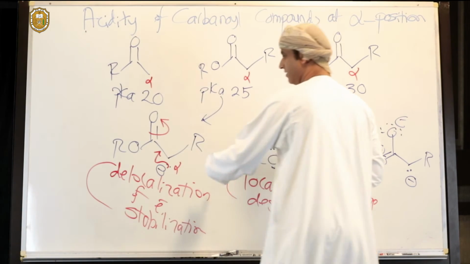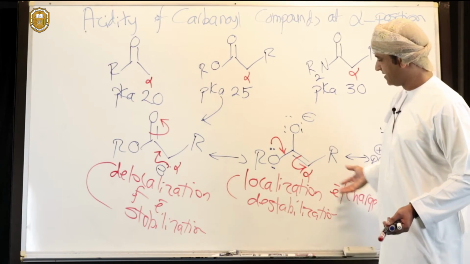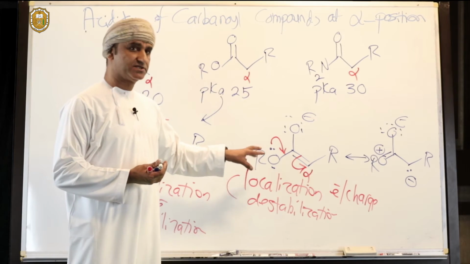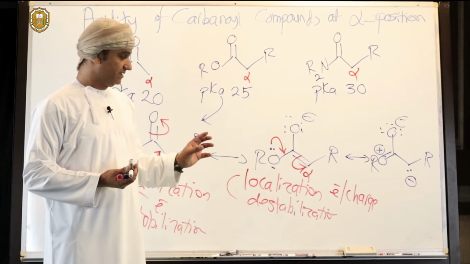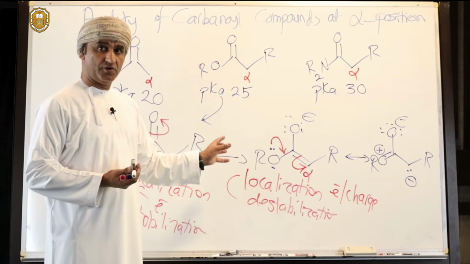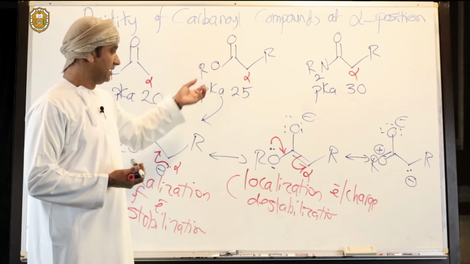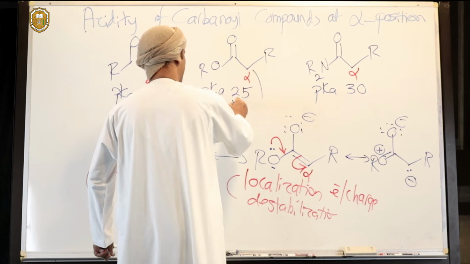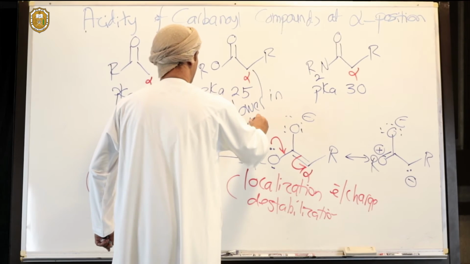So there is delocalization, that's usual, that's normal, just like ketones. But here also, there is localization, which destabilizes the conjugate base or the enolate a little bit. Now this element of destabilization results in lower acidity of esters. So esters, of course, here are lower in acidity than ketones.